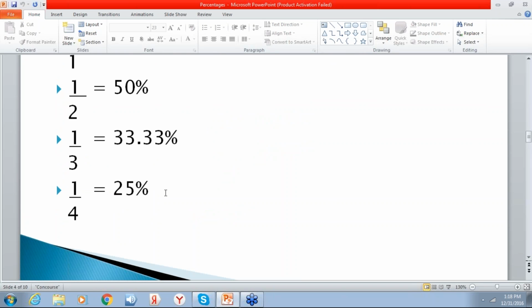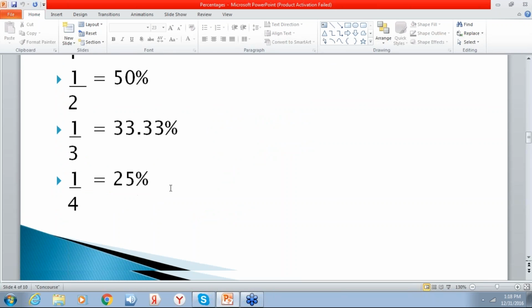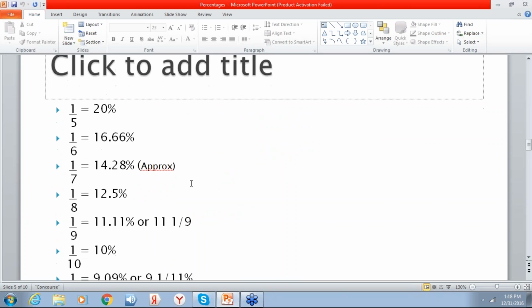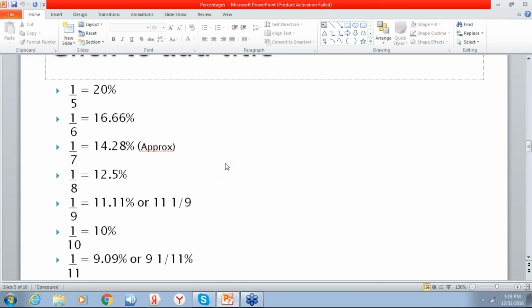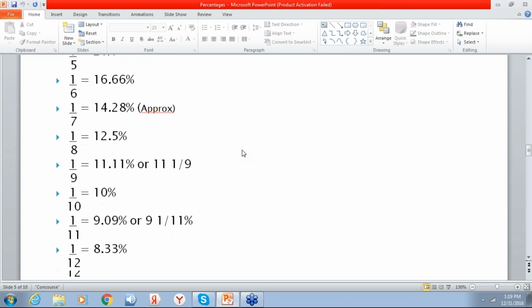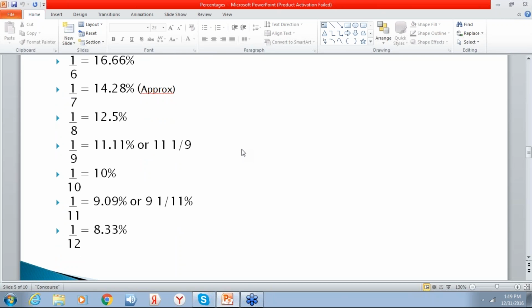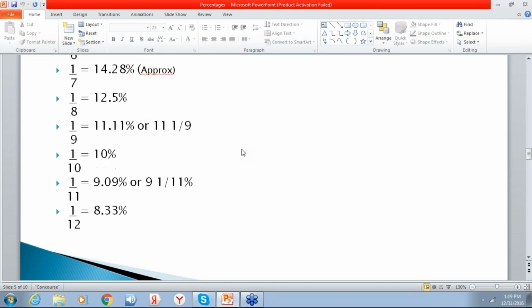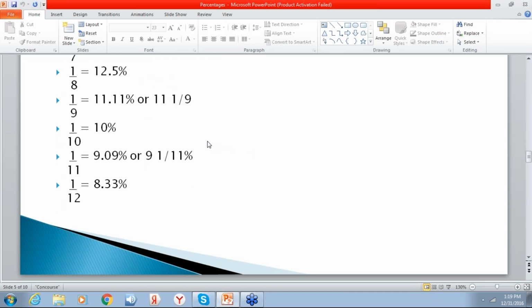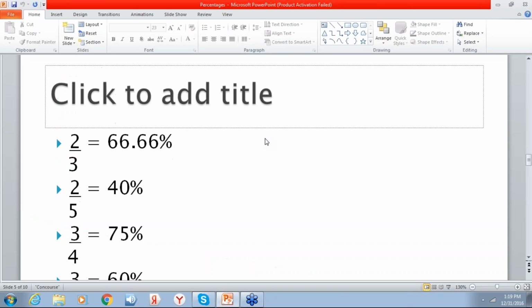1/4 is equal to 25%. 1 by 4 into 100 gives you 25%. And 1 by 5 is equal to 20%. 1/6 is equal to 16.66%. And 1/7 is approximately equal to 14.285%. And 1/8 is equal to 12.5%. 1/9 is equal to 11.11%, or 11 1 by 9%. And 1/10 is equal to 10%. 1/11 is equal to 9.09%, or 9 1 by 11%. 1 by 12 is equal to 8.33%.